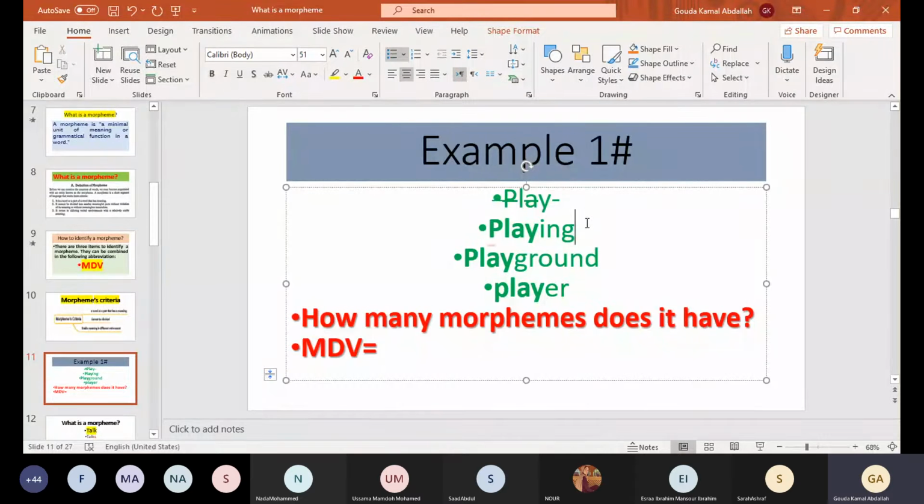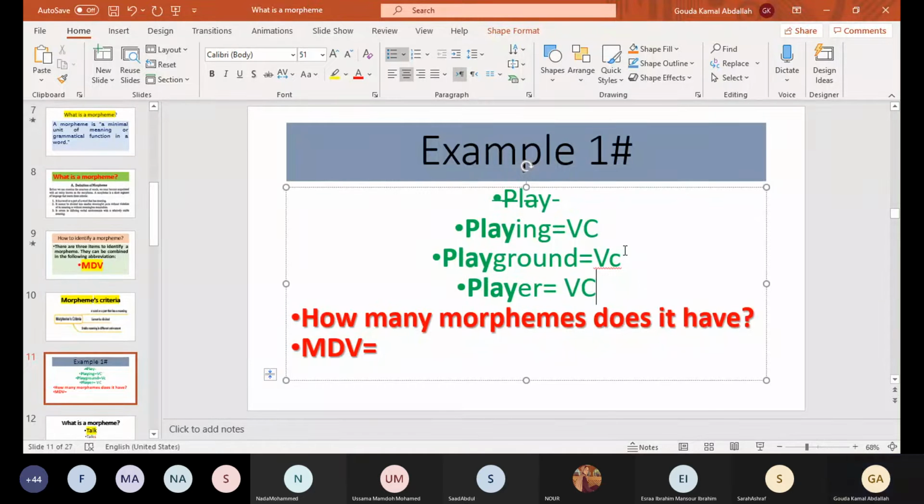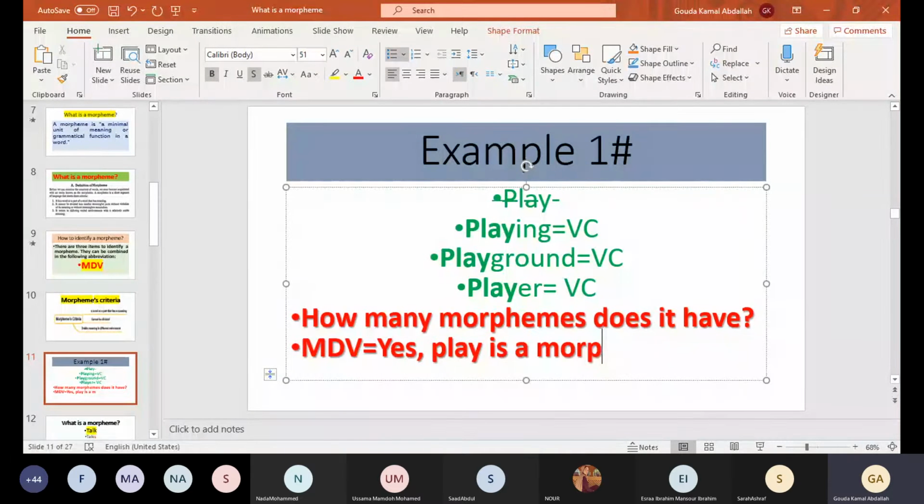This is the first verbal context, and this is another verbal context, a third verbal context, right? So does it agree with the MDV conditions? What do you think? Yes. So it is a morpheme, yes. Play is a morpheme. Let's go to another example.